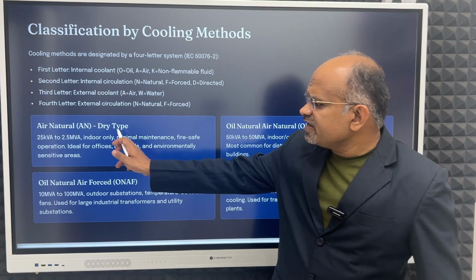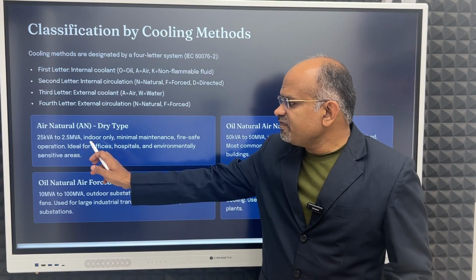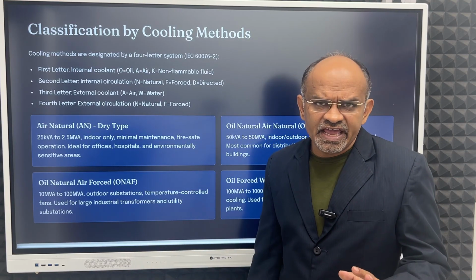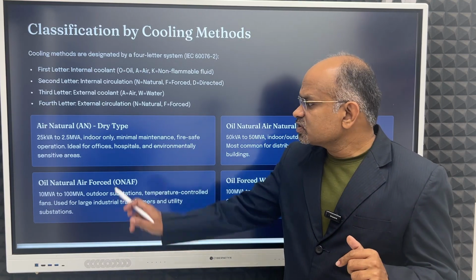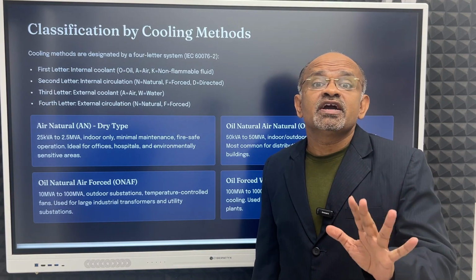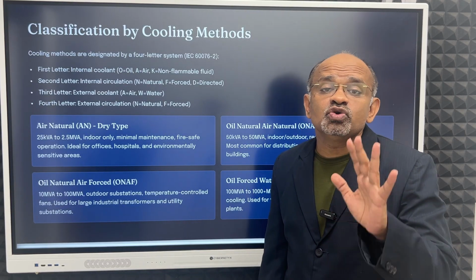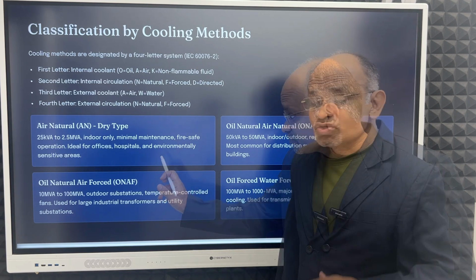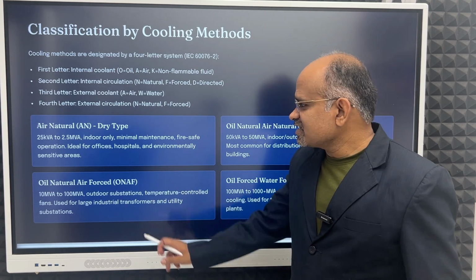Now air, AN, dry type transformer, 25 to 2.5 MVA. For bigger transformers we cannot use this dry type because managing heat will become a challenge. We will not be able to manage the heat. So what is the benefit of this transformer?